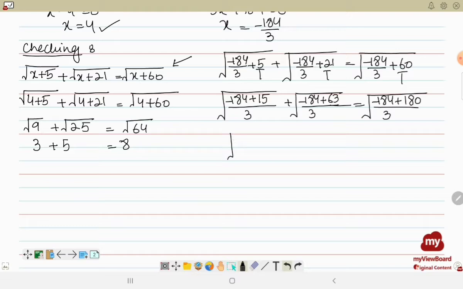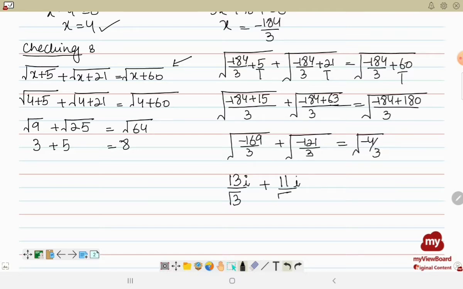We'll have minus 169 by 3. We'll have minus 121 by 3. We'll have minus 4 by 3. Now let's open the square root. When you'll open the square root of 169, it will become 13. Square root is also on minus sign. It will become iota over square root 3. Again, when we'll open the square root of 121, it becomes 11 iota divided by square root 3. Here we have 2 iota divided by 3.